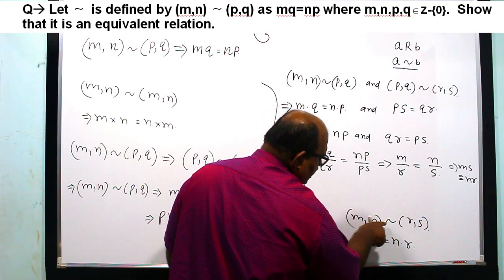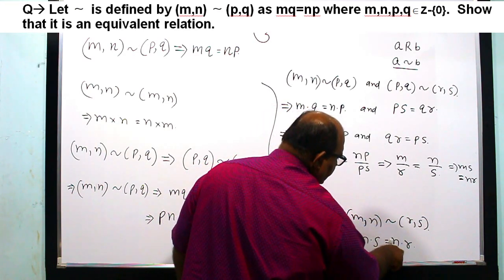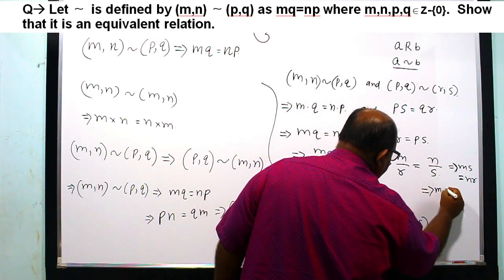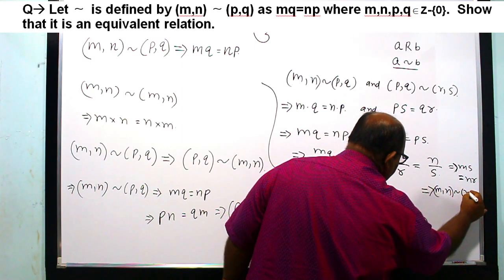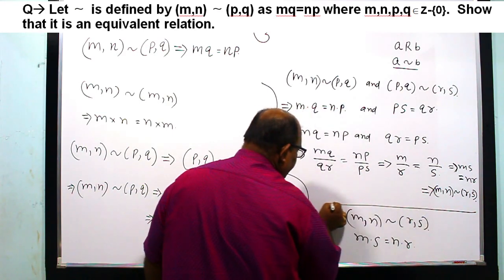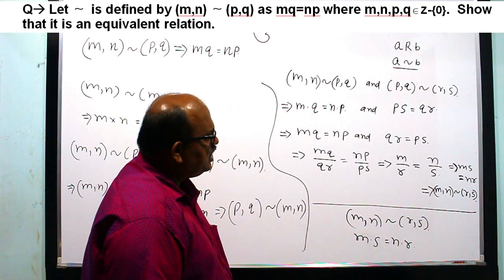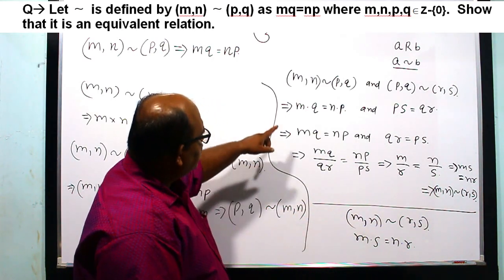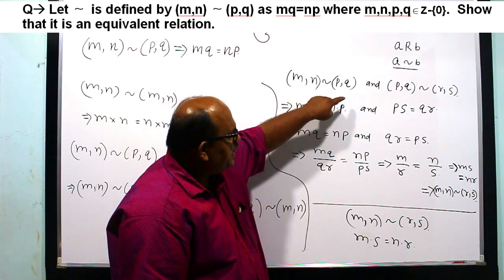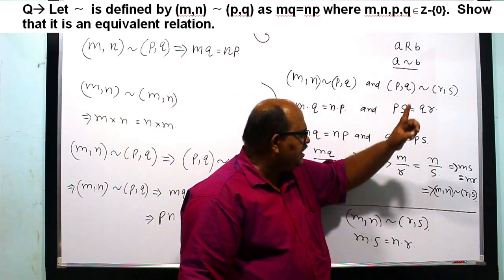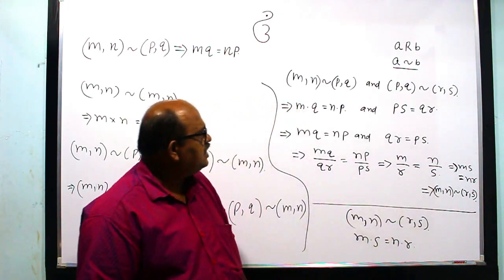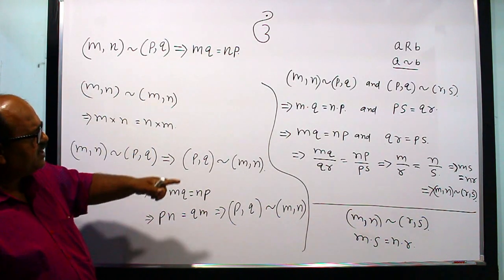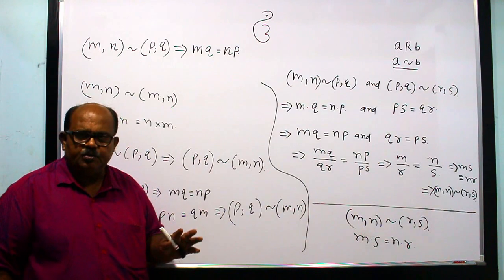So if mn related to rs, then ms is equal to nr. Now if ms is equal to nr, this implies mn related to rs. So mn related to pq and pq related to rs gives mn related to rs. So the given relation is transitive. As the given relation is reflexive, symmetric and transitive, it is an equivalence relation.